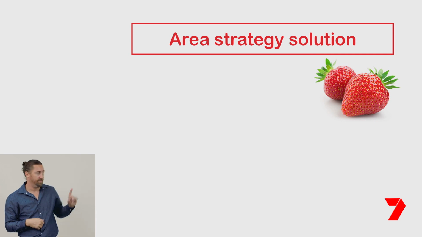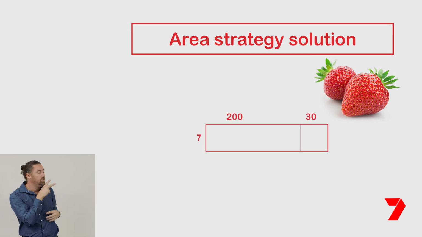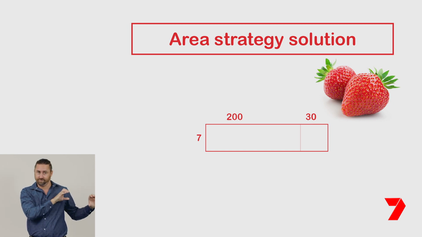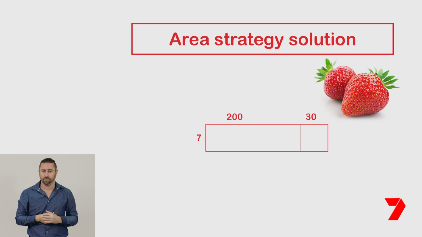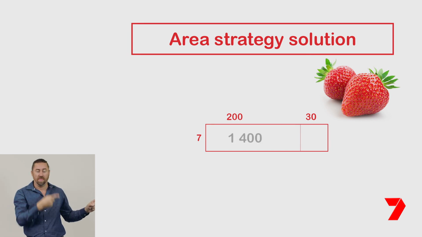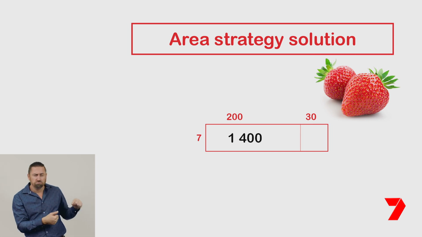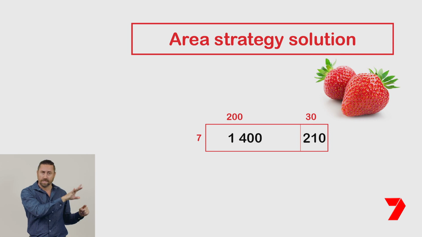If we use the area strategy, we can split 230 into place values across the top, and we place the 7 on the vertical side of the grid. We then multiply 7 by 200 to give us 1,400, and then multiply 7 by 30, which gives us 210.